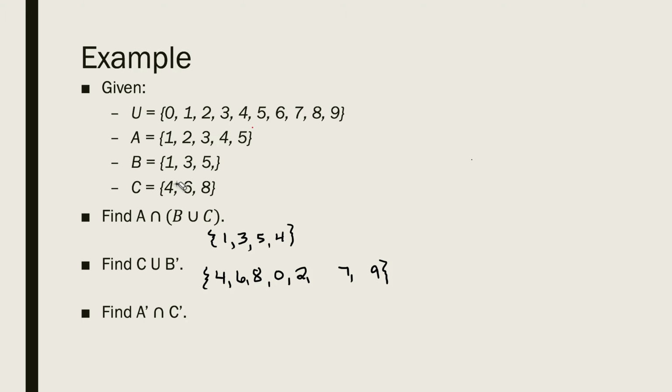So the last part of this problem asks us to do A complement intersected with C complement. So let's begin with A complement, and let's write down what that includes. Again, for the complement, you're going to compare the set A to the universal set. So I'm going to go through my universal set, and I'm going to mark off the elements that are in A. So 1 is in A, so I'm going to mark that off. 2 is in A, I'm going to mark that off. 3, 4, and 5. And so whatever I'm left with in the universal set will be A complement.